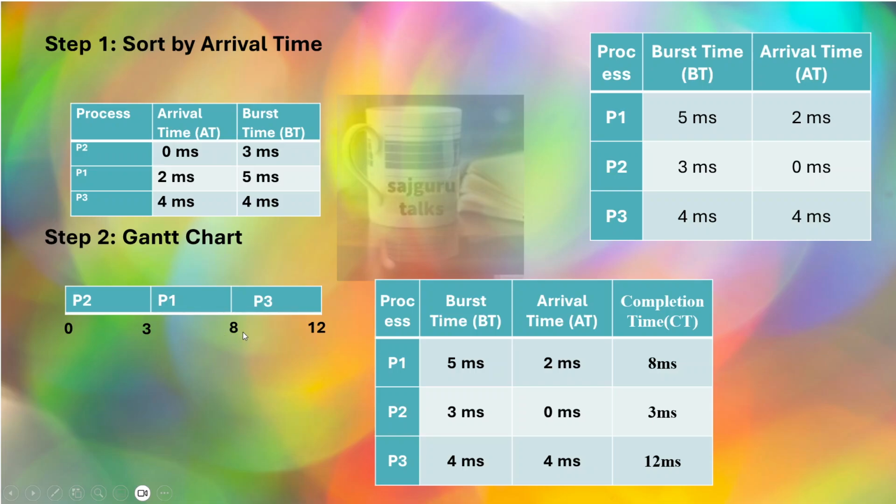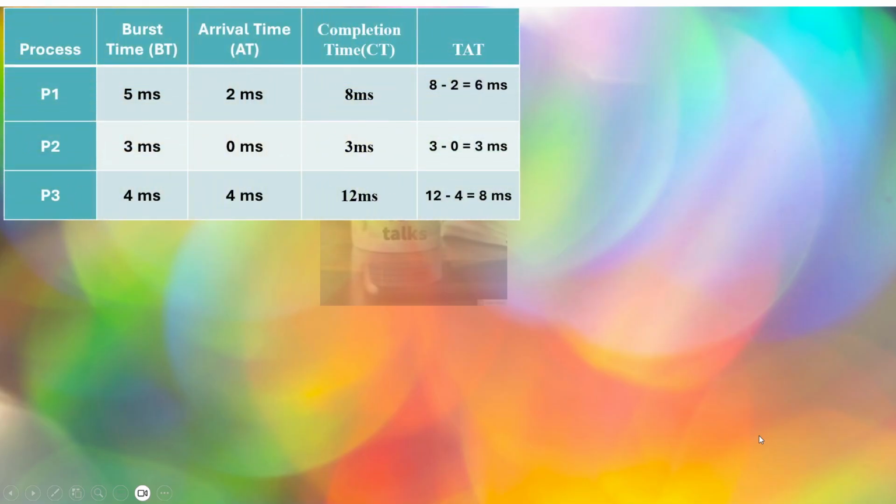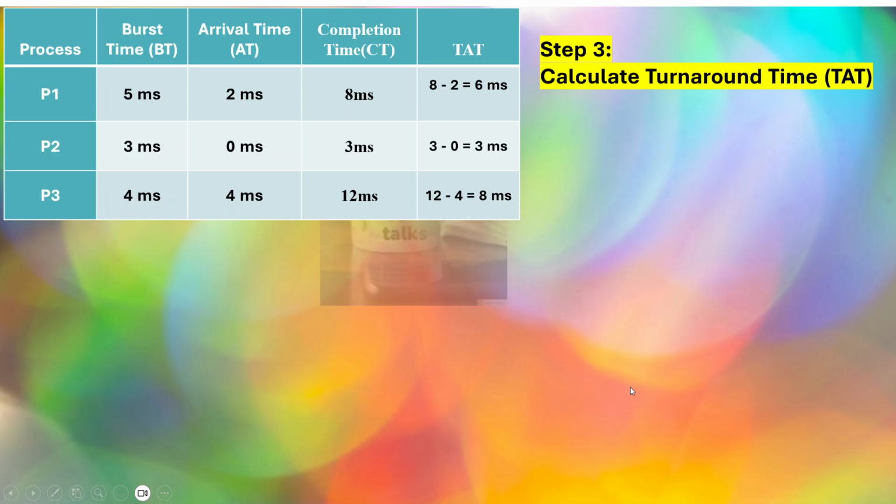Now we can calculate the completion time. The completion time of P1 is 8 milliseconds. The completion time of P2 is 3 milliseconds. The completion time of P3 is 12 milliseconds. Now we need to calculate the turnaround time. The turnaround time is calculated as the completion time minus the arrival time. For process P1, the turnaround time is 8 minus 2, which is 6 milliseconds. For P2, 3 minus 0, 3 milliseconds. For P3, 12 minus 4, 8 milliseconds.